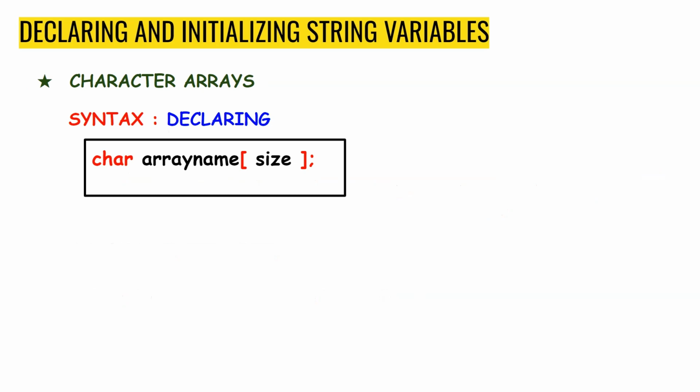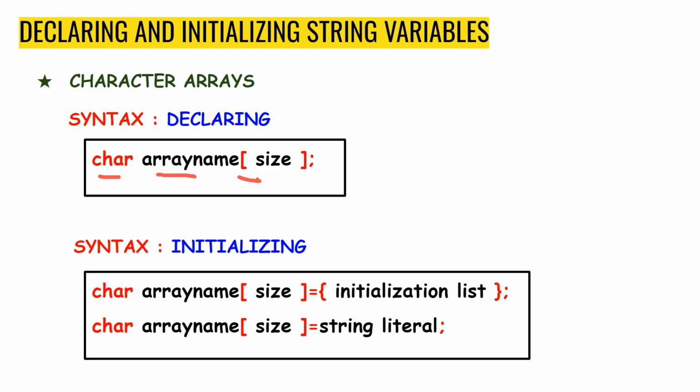Another way of representing or storing a string is the character array. We can use a character array to store a string. The syntax for declaring a character array: char array_name[size]. We can directly initialize a string to this character array either by using an initialization list or the string literal.